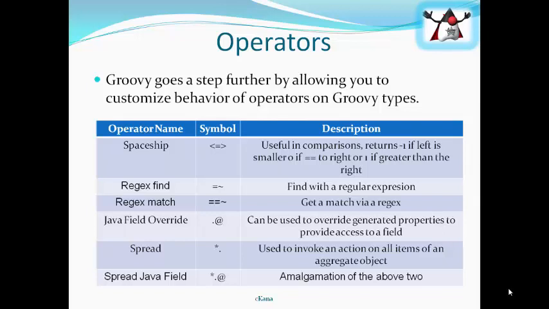For example, the operator named spaceship, which is useful in comparison. Then we have the regex find, where we find with a regular expression. Regex match, where we get a match via a regex. Java field override can be used to override generated properties to provide access to a field. Then we have the spread operator, which is used to invoke an action on all items of an aggregate object. Then we have the spread Java field operator, which is an amalgamation of the above two.